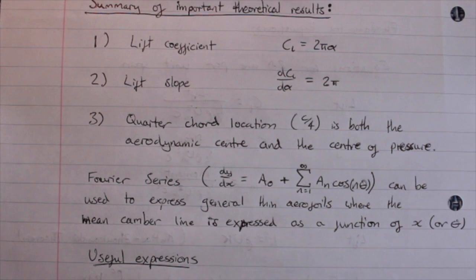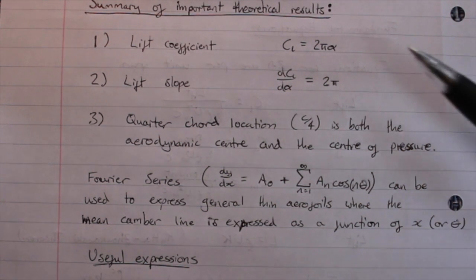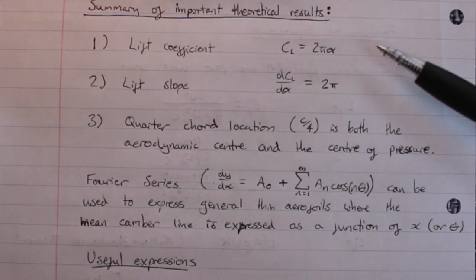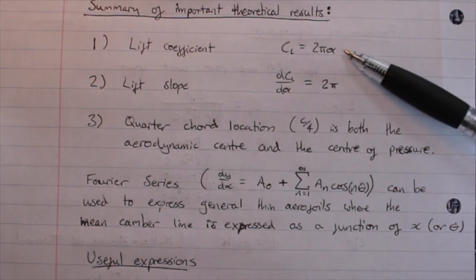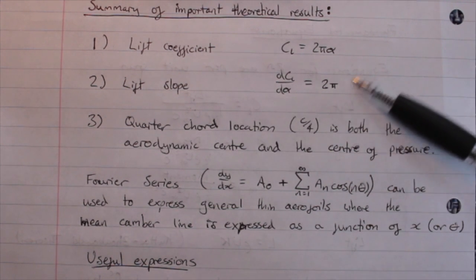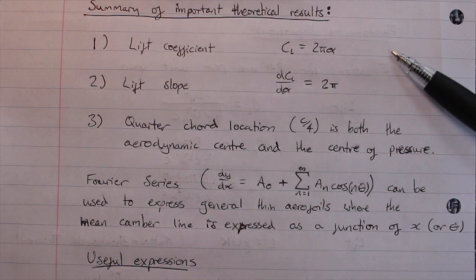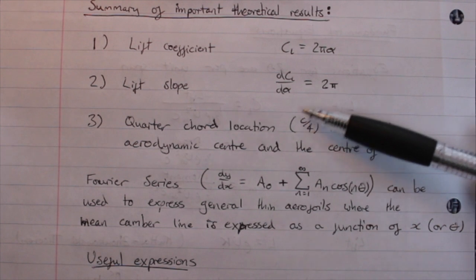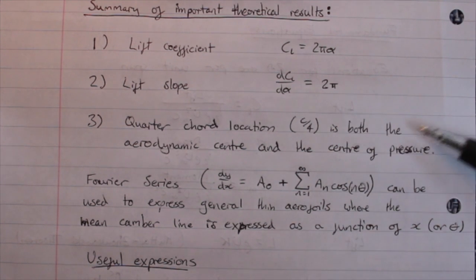Here we've got a summary of the more important theoretical results and also a little bit more useful information. The lift coefficient, C little l, to tell you that it's per unit span, is given by 2 pi alpha. The lift slope, dCl d alpha, equals 2 pi. That's the gradient of the lift curve slope for a symmetrical aerofoil or a flat plate. And the quarter chord location, where the small c represents the chord, c over 4, is both the aerodynamic centre and the centre of pressure of the aerofoil that we're analysing.